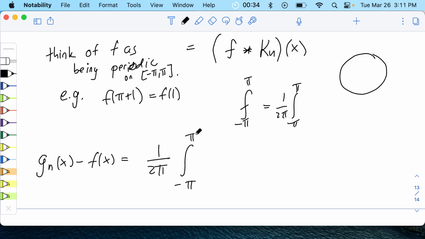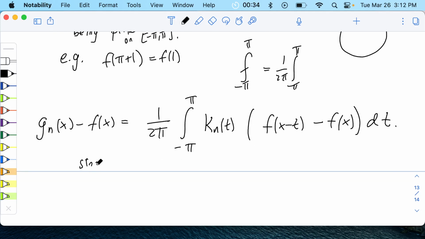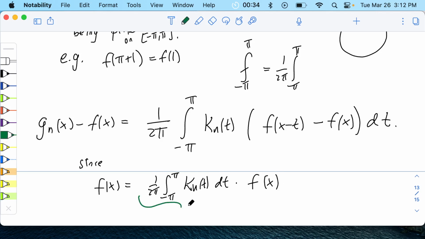Minus pi to pi, and then there's going to be 2 parts. There's kappa n of t, and there is f of x minus t minus f of x dt. And here what I'm doing is I'm writing, since f of x equals this integral, the integral of kappa n on its own, that integral is 1. So I'm writing f as 1 times f, and then this integral is nice because it lets me directly compare gn and f. I can write them both as integrals against this thing.